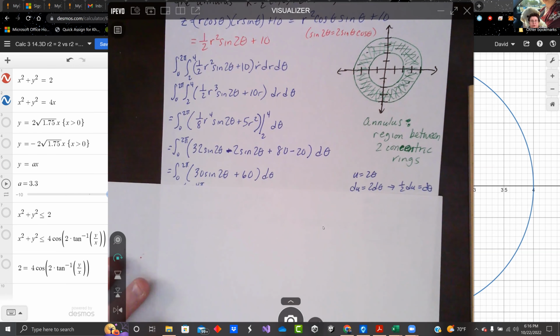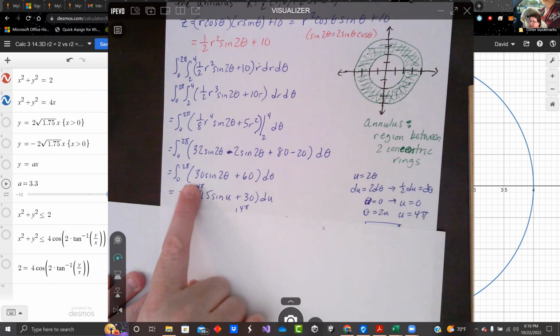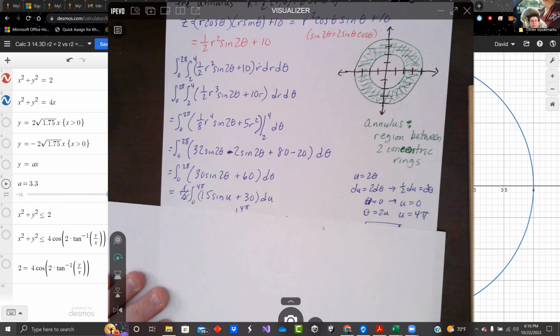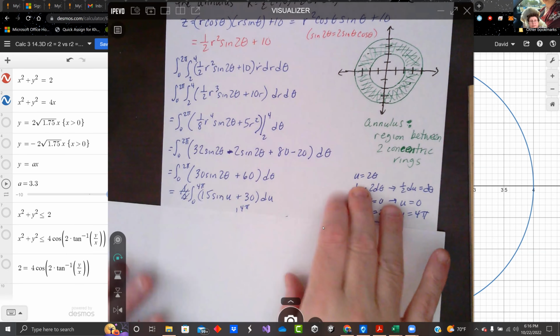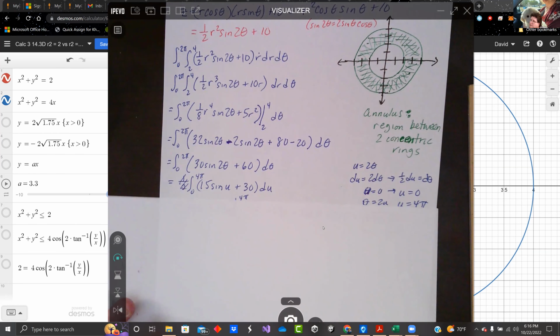We're integrating from 0 to 2 pi. I did a little quick u sub just to make sure I didn't screw anything up. So u equals 2 theta, du is 2 d theta. So I got a 1/2 du equals d theta. I just multiply the 1/2 in. I've got 30 times 1/2 is 15, and then 1/2 times 60 is 30. And that's our du. So I'm switching to du.